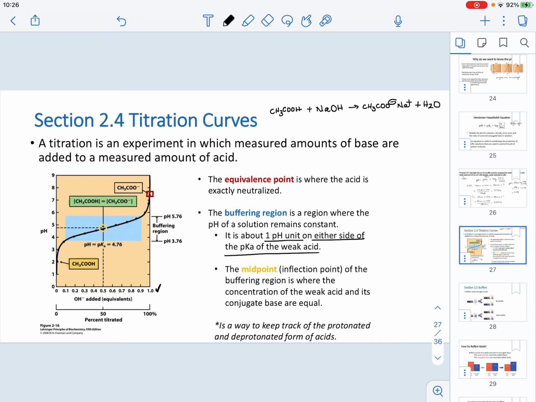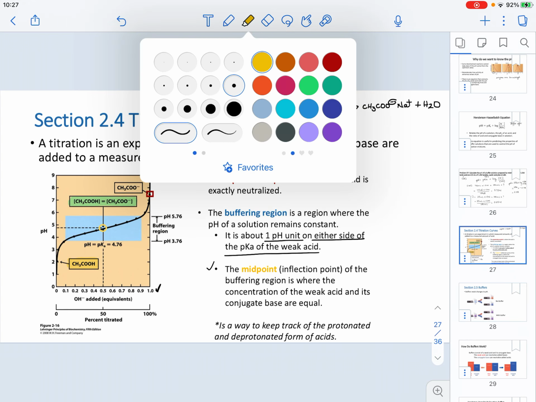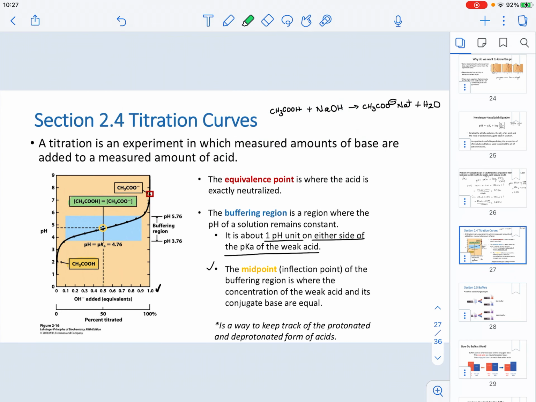Because this specific region is determined by the midpoint or the inflection point, which is specifically the area in the buffering region where we have equal concentrations of the weak acid and its conjugate base. And as you can see, I highlighted that in a green area.